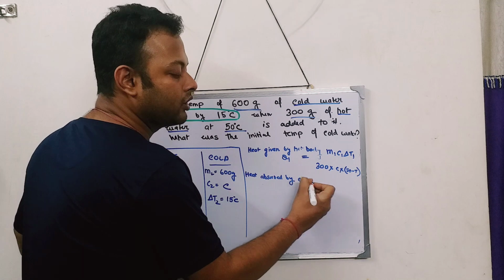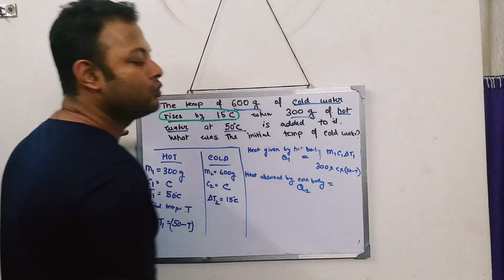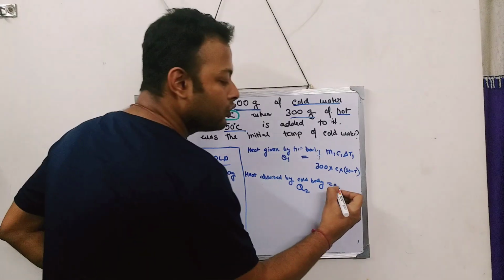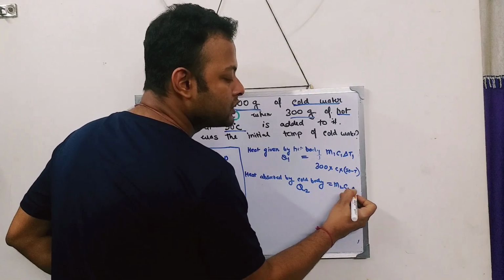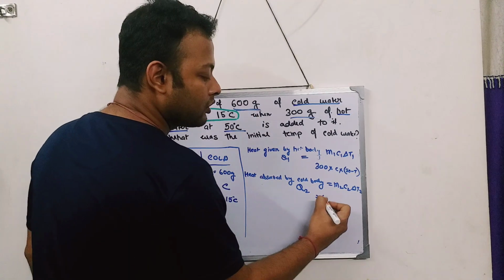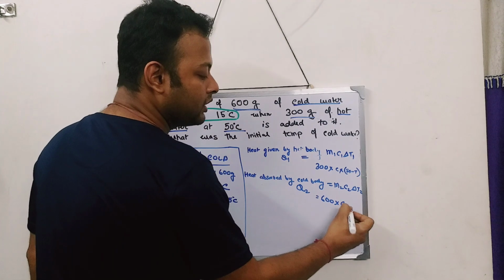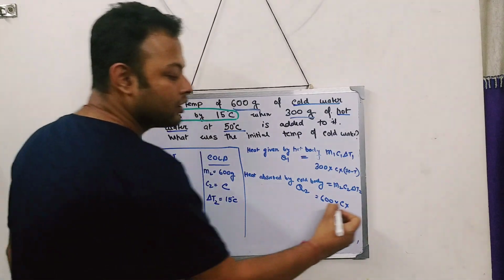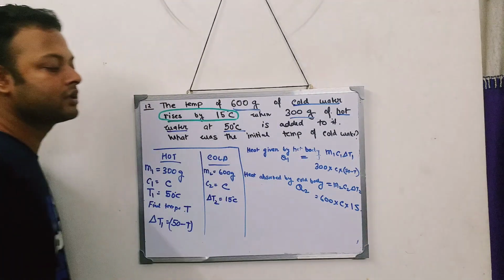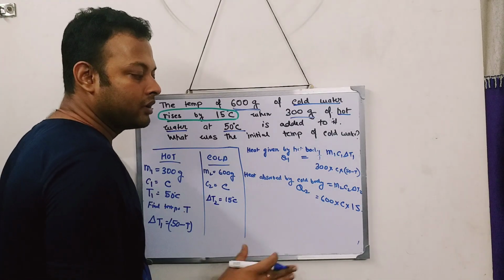by the cold body? Heat absorbed by the cold body, let's take it as Q2, and that will be equal to M2 C2 delta T2. Now what is M2? 600. What is C2? This C, and delta T2 is how much? 15. That is Q2. Now according to the principle of calorimetry, what do we know?